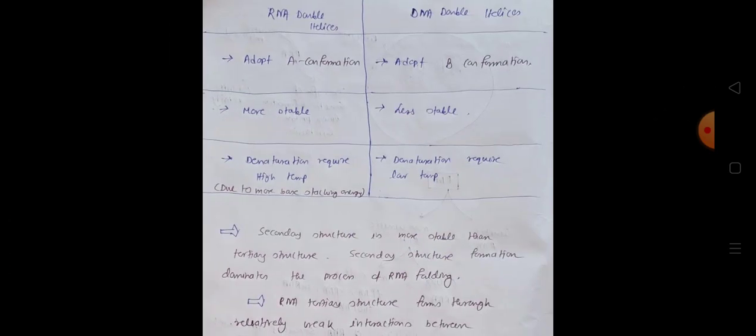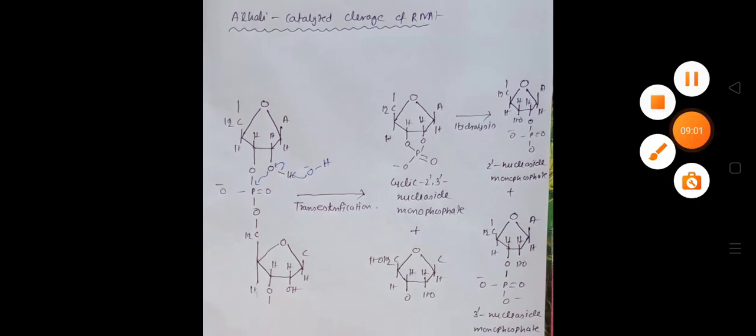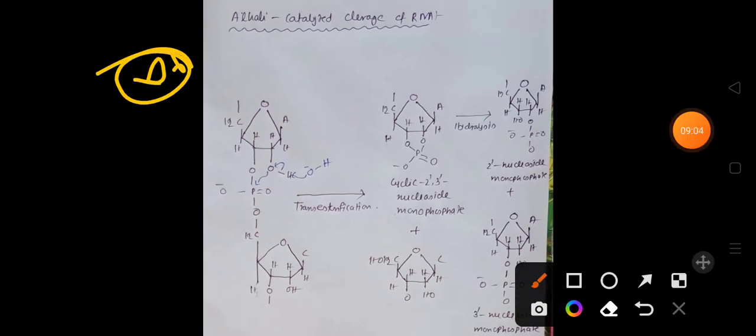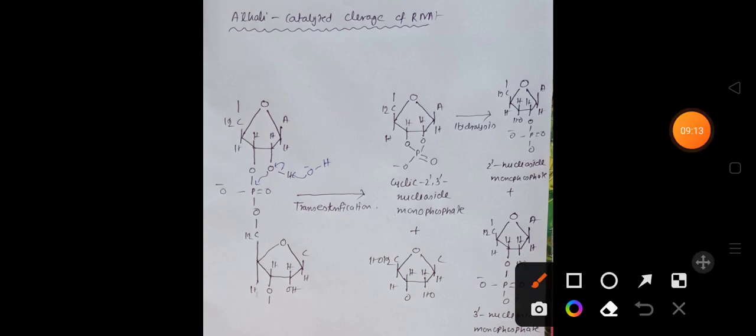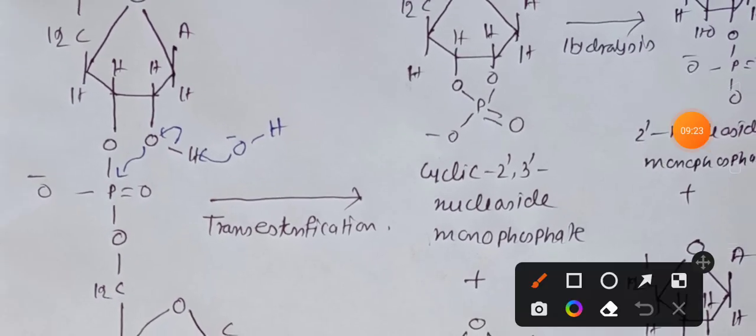Now let's move to the alkali catalyzed cleavage of RNA. This is a very, very important thing from the point of view of the RNA chapter. You may get a number of questions from that topic, so try to understand it very carefully. What is going to happen if we hydrolyze an RNA molecule under alkaline condition? So hydroxide ion will come, and the hydroxide ion is going to attack the 2' OH group.